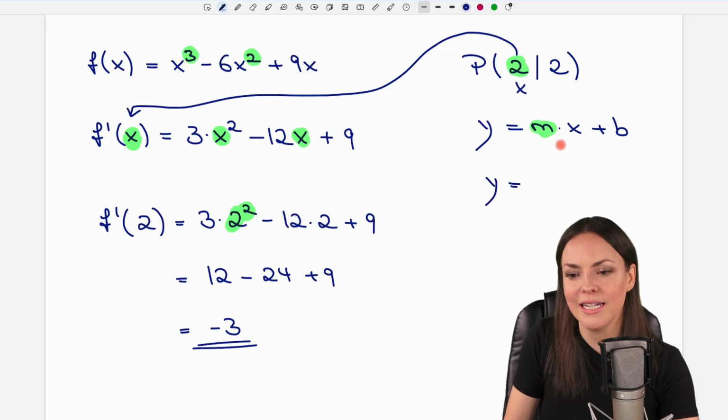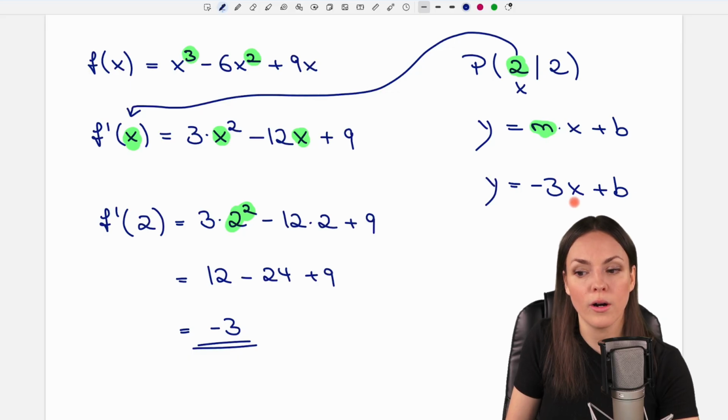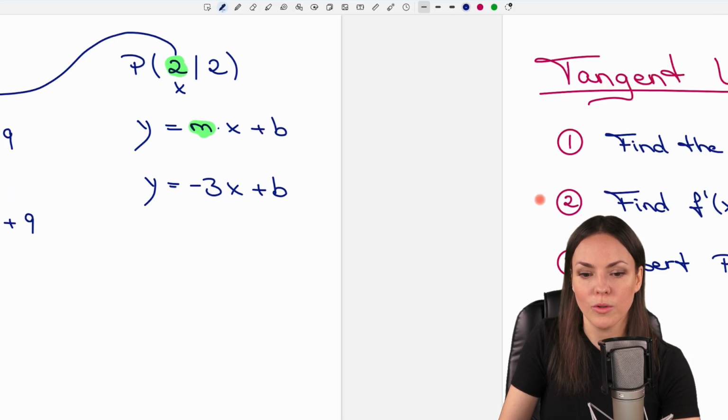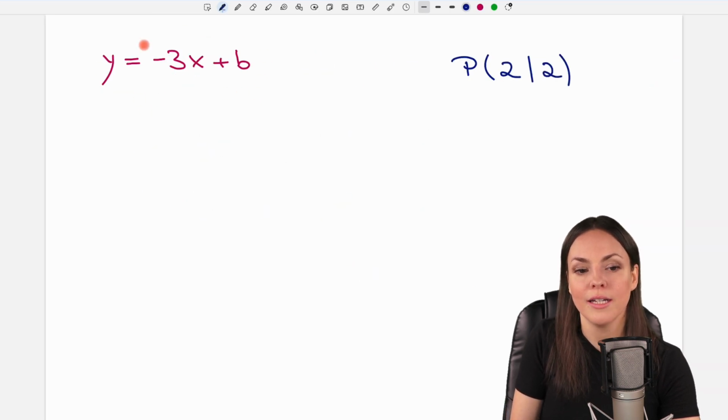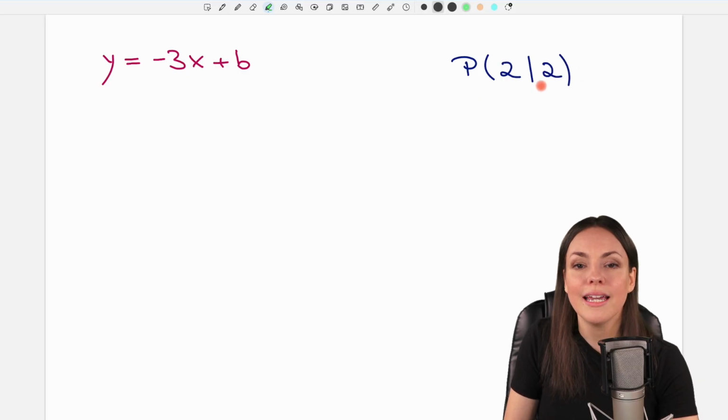So we can insert the negative 3 in here for our m. The x will still be in here and our b as well. But we already found m for our equation here. This was the second step. We have our m. And now in the last step, insert our point P in this equation. So this is how our equation looks like for our tangent so far. We already found the negative 3 here for our m. This is still our point, and now we only have to find b here.